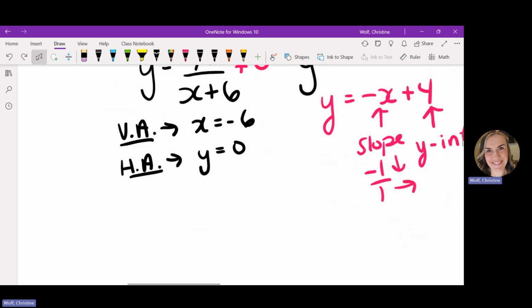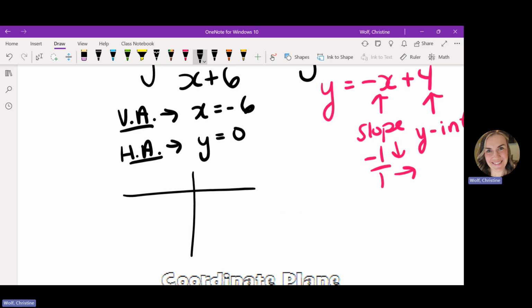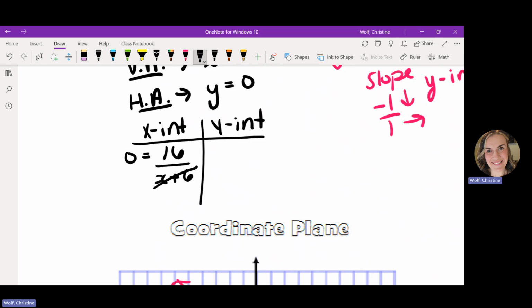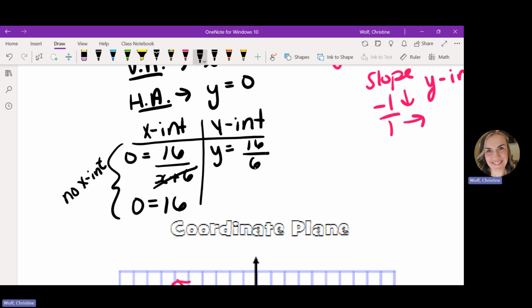All right, then the way we graph these is we find our x and y intercept. And remember, these are quick, because if I make y equal to 0, I can just delete that denominator, because if I multiply each side by x plus 6, my left side still stays 0. So when I do that, I get 0 equals 16. What does that tell me? You have no x-intercept, because that's not possible. That's okay. It just means you don't cross the x-axis. For my y-intercept, make x equal to 0, so I have 16 over 6. That would be at about 2.7.